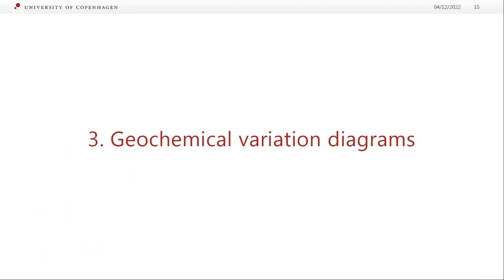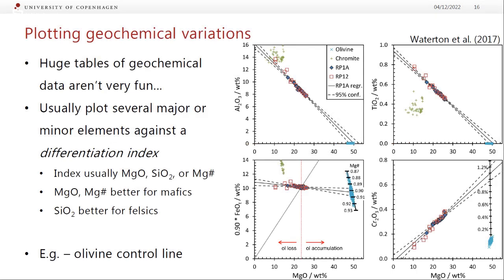Okay, geochemical variation diagrams. So you probably saw, when I plot it all up on a table like that, it's not immediately obvious what's going on. So what we usually do is plot up our geochemical data, usually several different major or minor elements, or even sometimes trace elements, against something called a differentiation index. A differentiation index is something that changes systematically as we differentiate our magmatic suite. It's usually magnesium, silicon, or you can use the bulk rock composition Mg number.